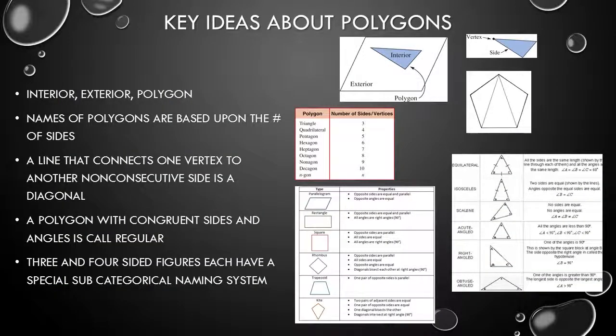Now let's look at key ideas about polygons. The first is that there are regions to a polygon. There's the interior, exterior, and then the polygon itself. So your interior is colored in blue, your exterior is all the space outside of the polygon, and then the polygon itself is just the line segments connecting together.